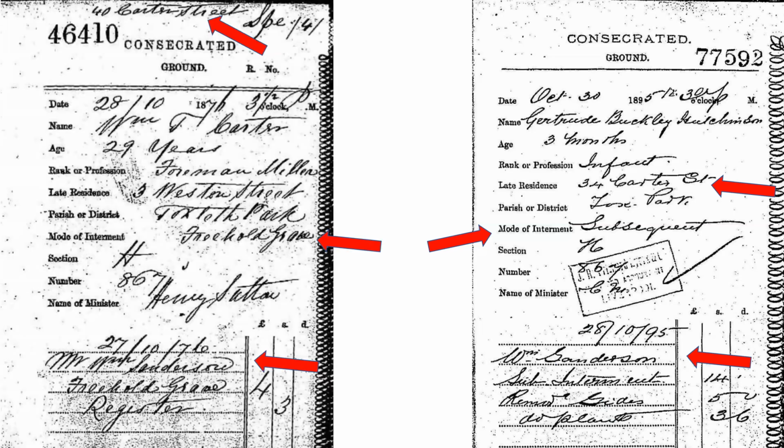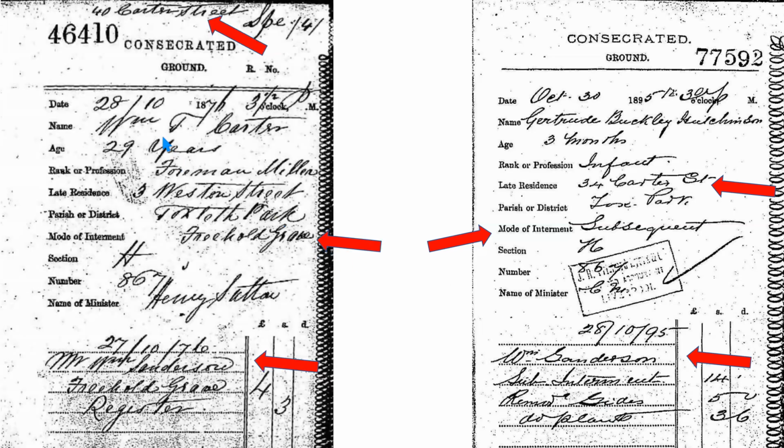So we saw that there was a John Sanderson in that plot already, along with a William T. Carter. So we know that there were 3 people buried. So I wanted to see, well, who's this William T. Carter, the first one buried? So I looked up his burial order.